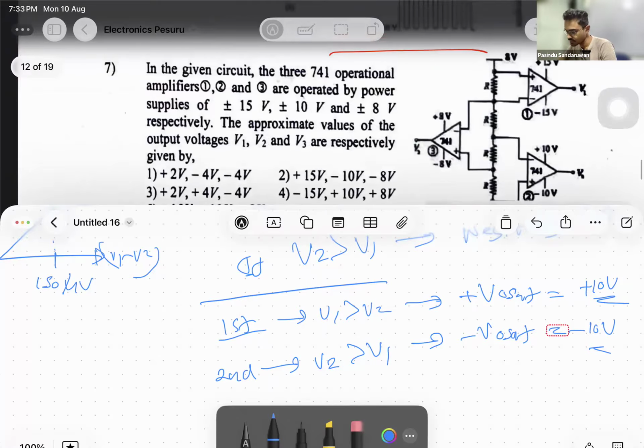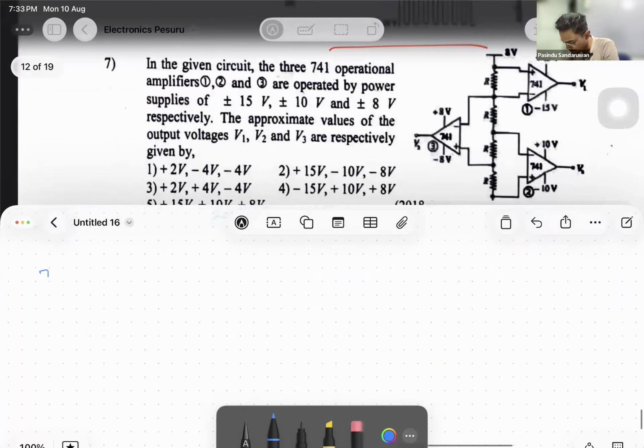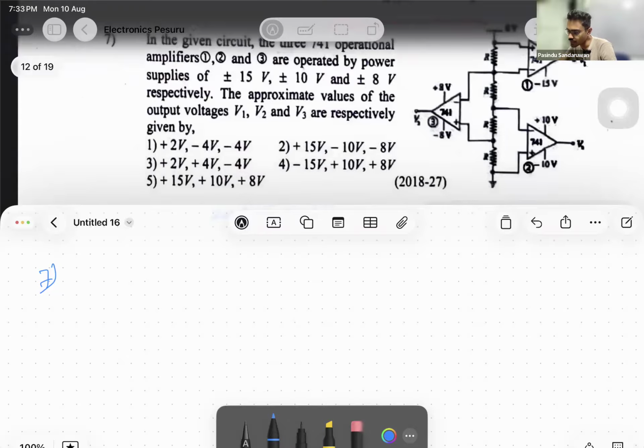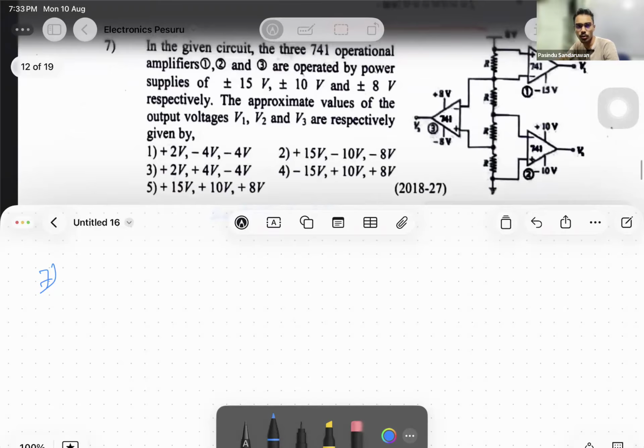Question 7. In the given circuit, the 374 operational amplifiers 1, 2, 3 are operated by power supplies of plus or minus 15, plus or minus 10, plus or minus 8. Power supplies means Vs values. Respectively, what are the approximate values of the output voltages V1, V2, and V3? All are open loop.